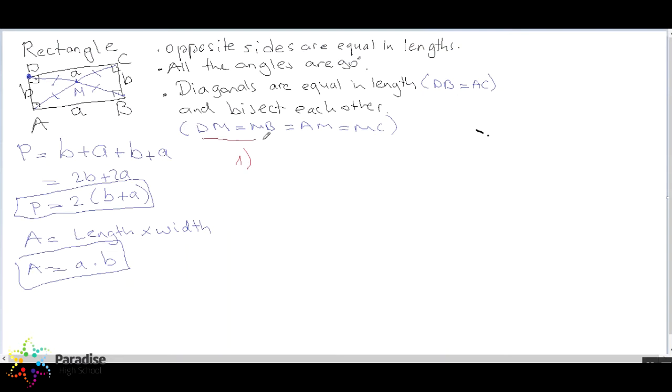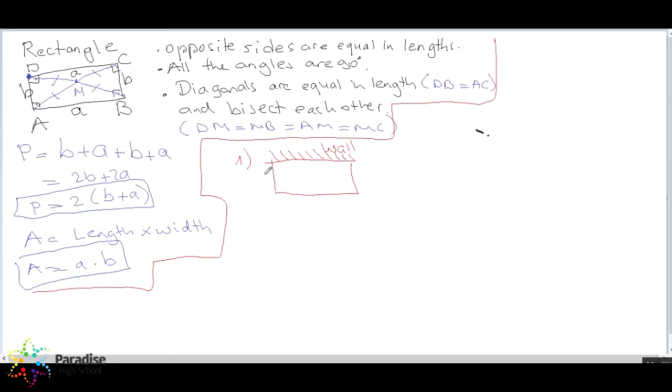Okay, so let's isolate here. Okay, say that Jonathan has a garden, and that is the wall, and his garden is here. So one side is wall. Say that this is 6 meter, and this is 8 meter. Jonathan wants to fence his garden. So how much material he needs?